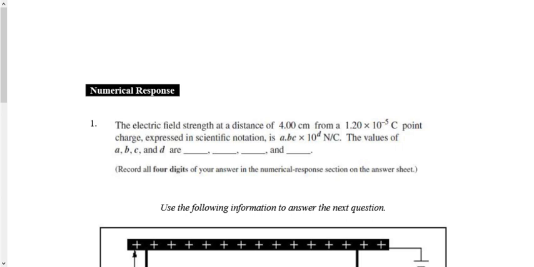Numeric response number 1. The electric field strength 4 centimeters from a 1.2 times 10 to the negative 5 Coulomb point charge is what? Got centimeters there. Is this a producer or experiencer? Sometimes it's helpful to draw that diagram to determine whether it's a producer or experiencer. So let's say here's my charge, it's positive 1.2 times 10 to the negative 5. We're trying to find the field strength a certain distance, 4.00 centimeters away from it.